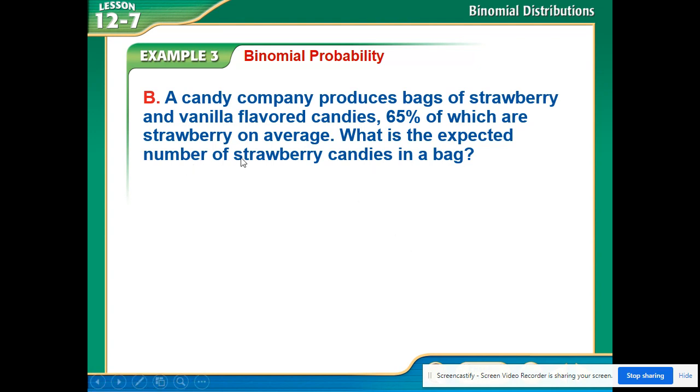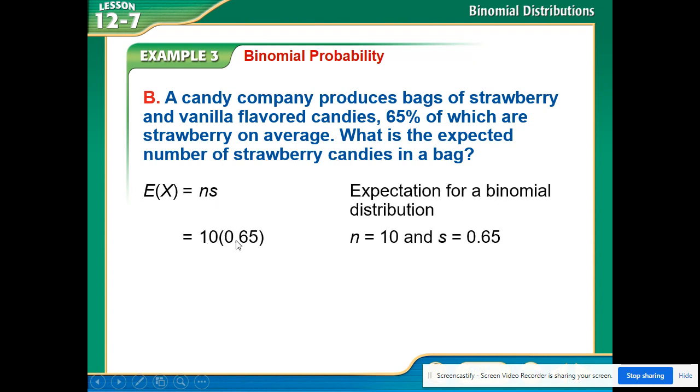What is the expected number of strawberry candies? What do we expect to be in the bag? Well, that's pretty easy. We take that 0.65 times how many? And remember, we have 10 candies in a bag. So n times p, so 10 times 0.65. So we should expect 6.5, so either 6 or 7 should be what we get in each bag.